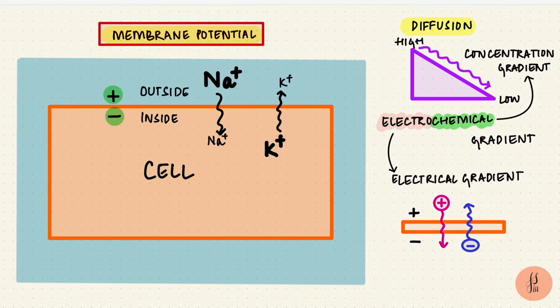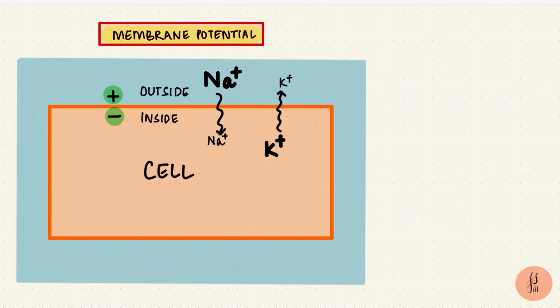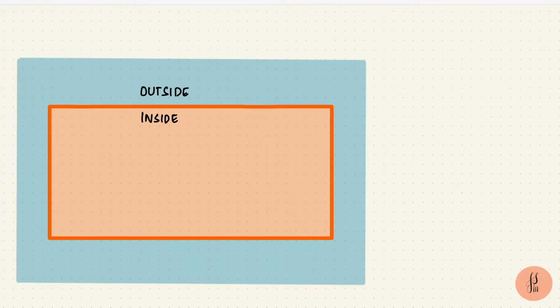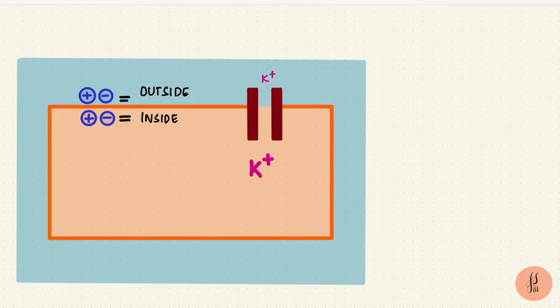To understand how the charge difference happens, let's pick potassium. Potassium is higher inside the cell than outside. At this point, we're going to make a few assumptions. One is that the membrane is electrically neutral, so that there is no charge difference. The number of positive and negative ions is equal on either side of the membrane. And the second is that it's only permeable to potassium.